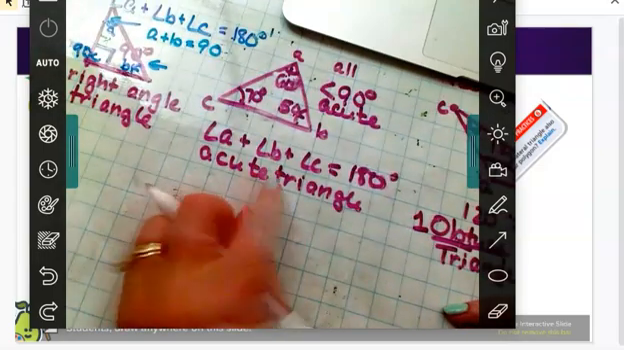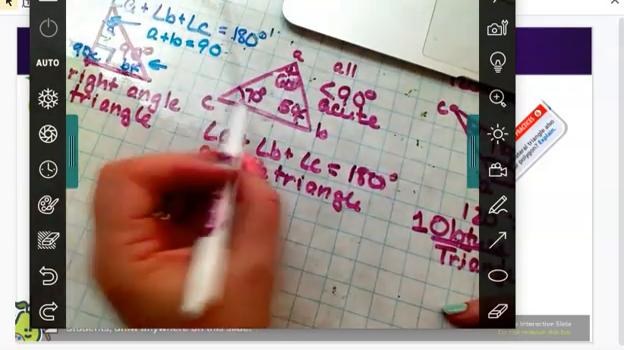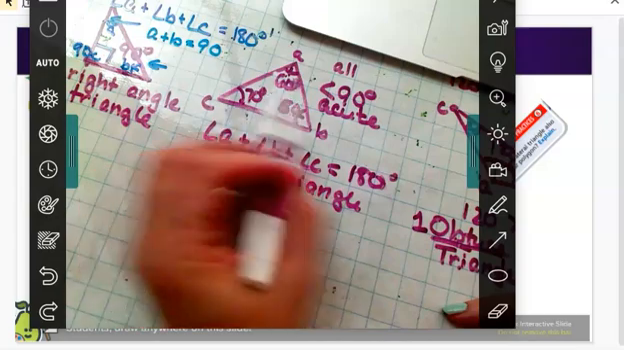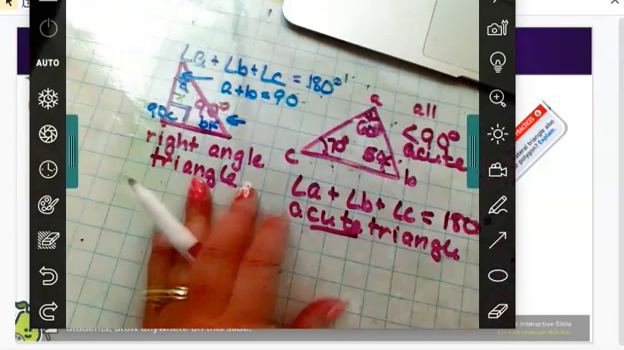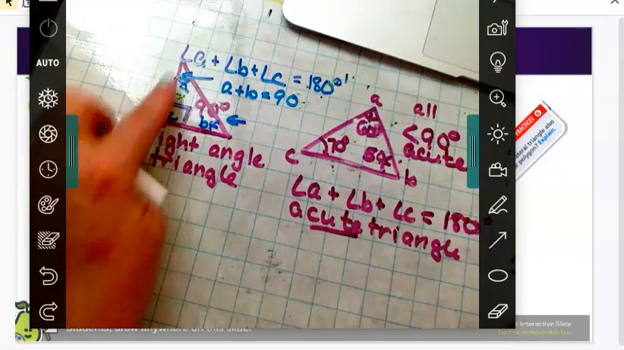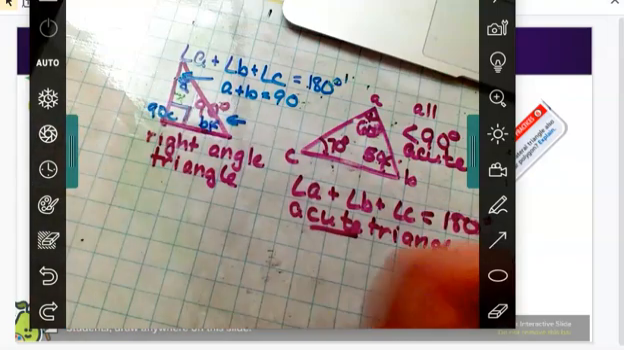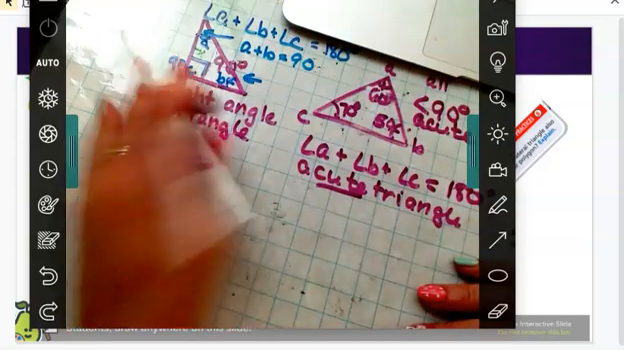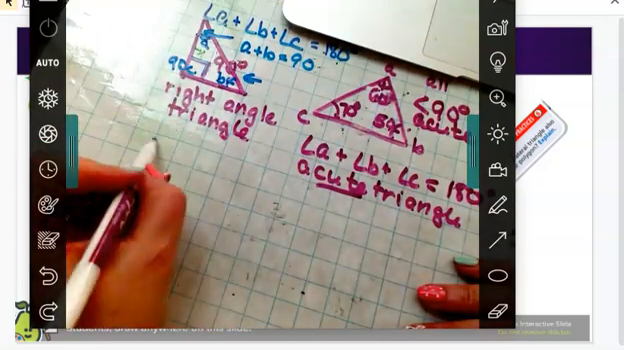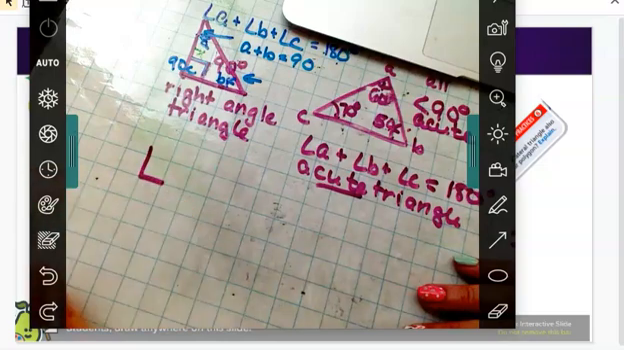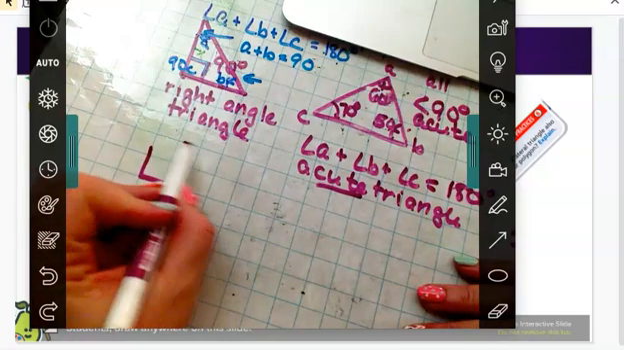An acute, a little cute triangle, has three, 1, 2, 3, angles that are all less than 90. And a right triangle, you'll see the square, they meet perpendicular, will have one angle that is a right angle. And why can't we have a triangle with two right angles? Well, I'll give you an example.